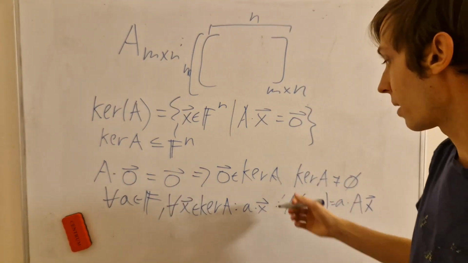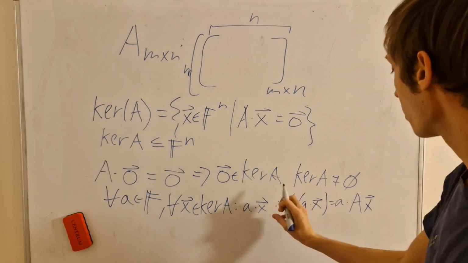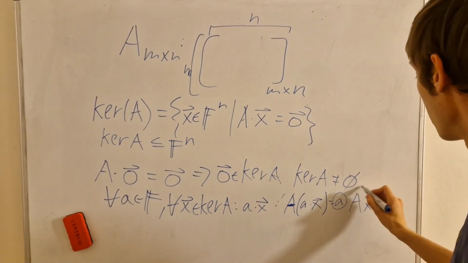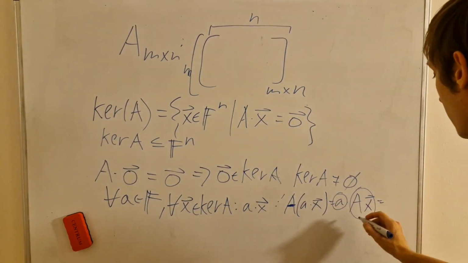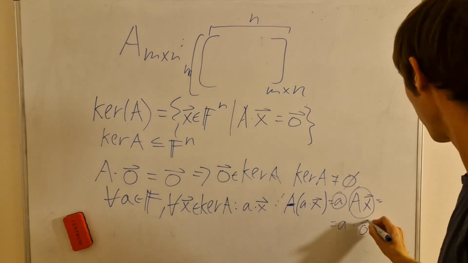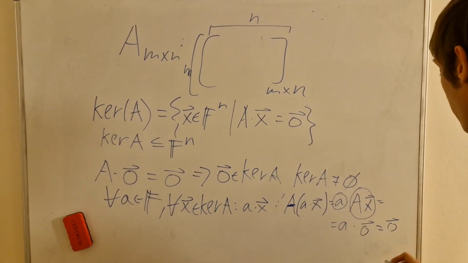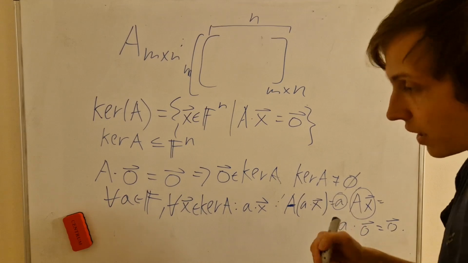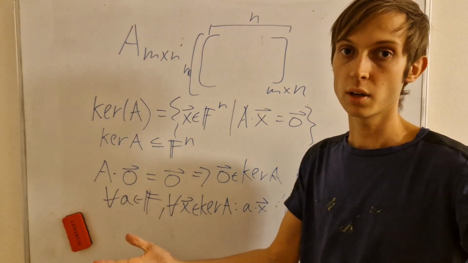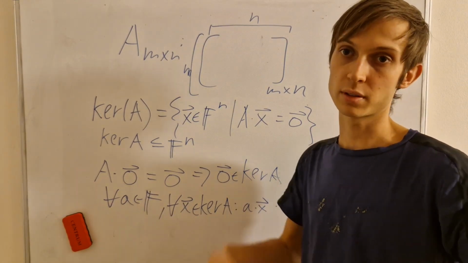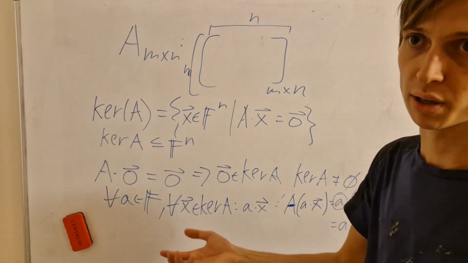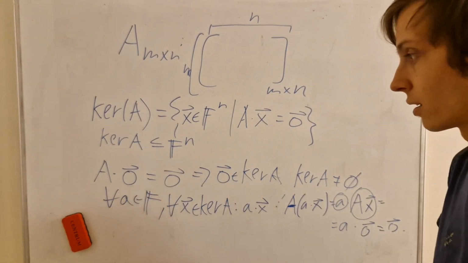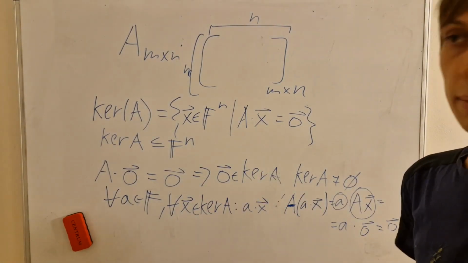So if we multiply by a scalar, the scalar goes out, so the scalar multiplies what is a zero vector anyway. So this is a times a zero vector, and that should be a zero vector. So again, we showed that even if you take a vector from the kernel, multiplying it by a scalar gives vectors that will also be in the kernel, because they also generate a zero vector when multiplying the matrix. And now let's just do the last step here.